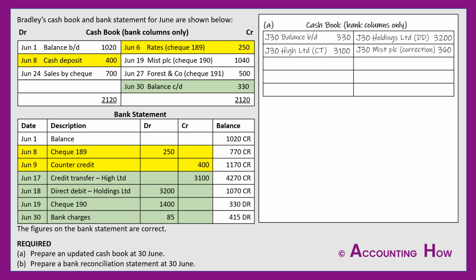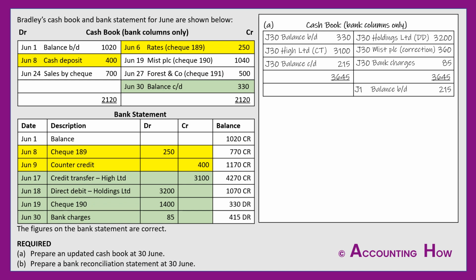Finally, what have we got? Bank charges. So the bank has charged him £85 for running his account, and a debit in the bank statement. It's an expense, a charge, so it needs to go onto the credit because it's reduced the asset of the bank. And then I'm going to balance off his cash book, and we can see he finishes on July the 1st with a balance brought down on the credit of £215, effectively meaning because it's on the credit, it's a liability. So Bradley is now overdrawn at his bank.